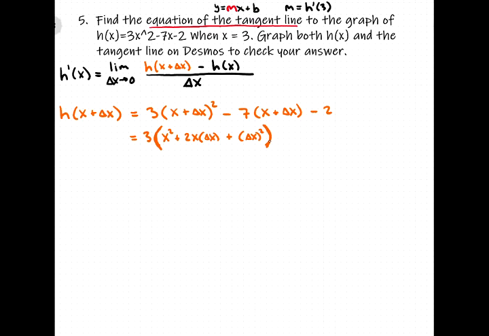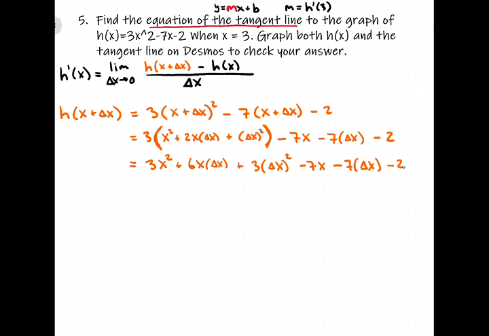Then we have a minus. We could distribute the 7. So minus 7x minus 7 delta x. And then there's a minus 2. Okay, so it looks like if we distribute now the 3, we'll have 3x squared plus 6x times delta x plus 3 delta x squared minus 7x minus 7 delta x minus 2.